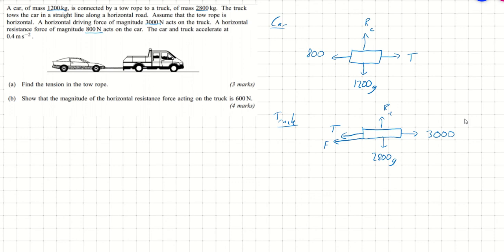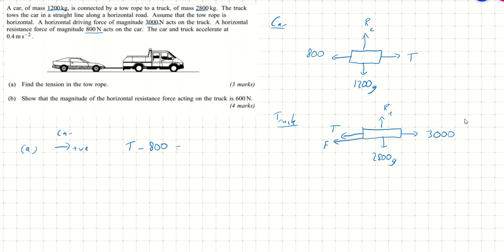Okay, so part A, find the tension in the tow rope. Well, we're just going to consider forces on the car in the horizontal direction. So let's consider to the right as positive. And let's resolve forces. To the right we have T, and 800 is acting to the left, so that's a negative force.